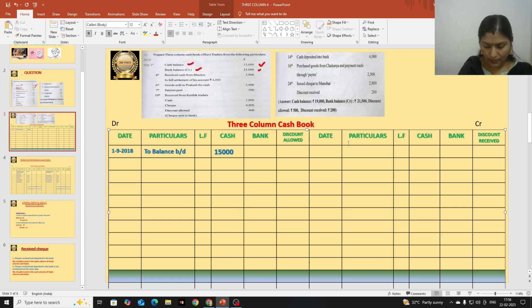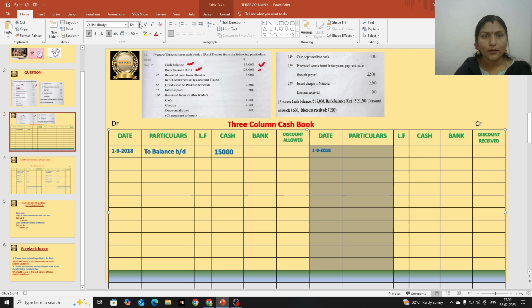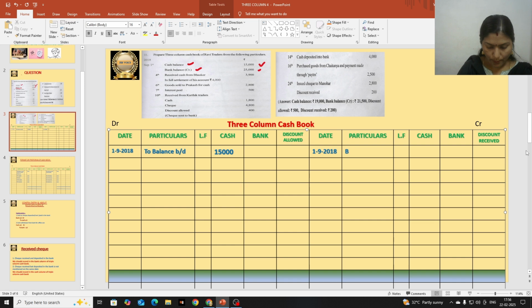Same date, 1-9-2018. Okay, so what do we write? Since the bank also is an opening balance, we are going to mention it as by balance brought down. Let us write by balance brought down. So where will we put the amount? We will put the amount in the bank column. How much is it? 25,000.